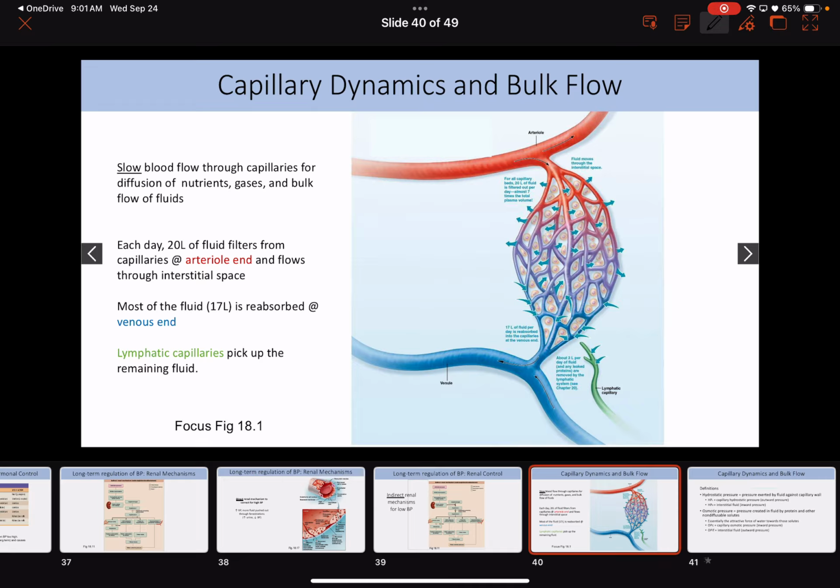So this is not a perfect system. We deliver 20 liters of fluid on one side and only pick up 17 liters of fluid on the other side, which means there's 3 liters of fluid unaccounted for. And that's what our lymphatic system is for.